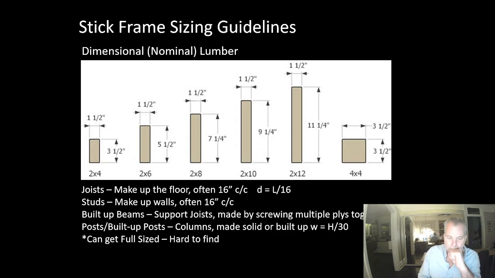Posts: a decent rule of thumb is H/30 for a wood post. So take the height, divide that by 30, that'll give you the nominal dimension of the post. And we can make a post by building it up out of 2x6s or 2x4s or 2x8s. Full size is unusual. So we have 4x4s, 3.5 by 3.5. We have 6x6s. It's rare to use something bigger than that.